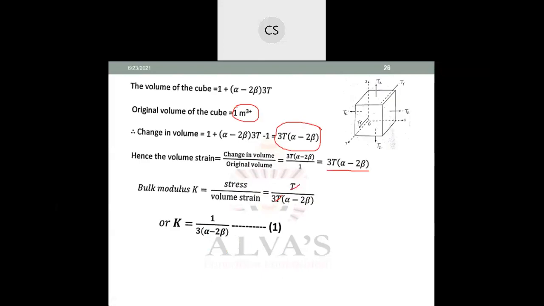Okay. Is it clear? If it is clear, let us go to find out the next expression. All right, let me go to the next one.